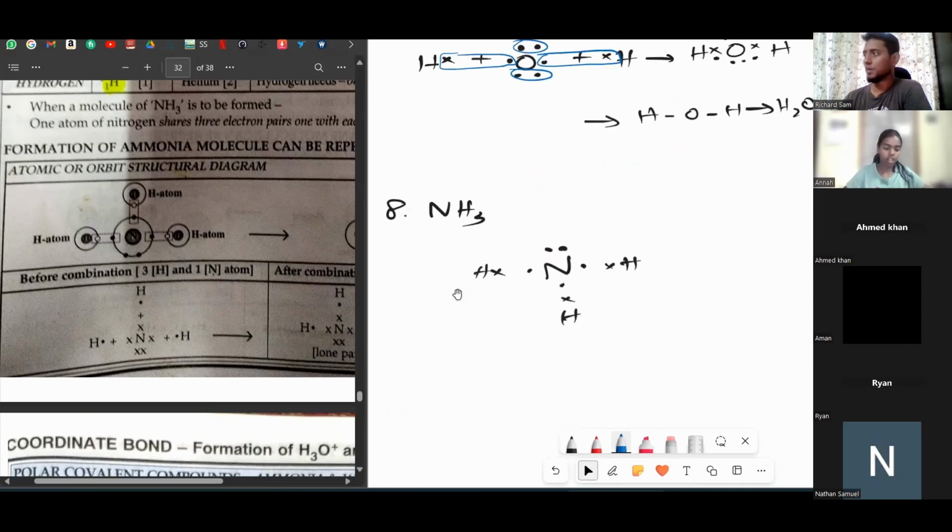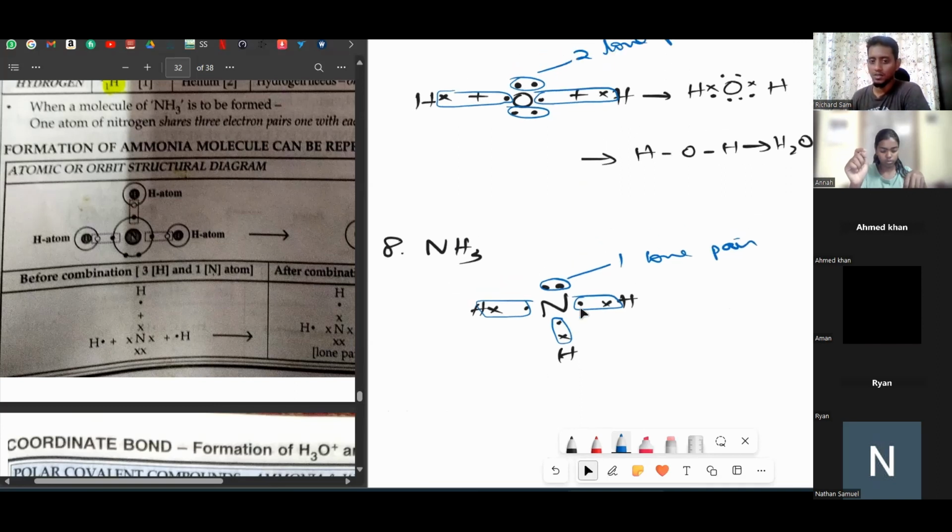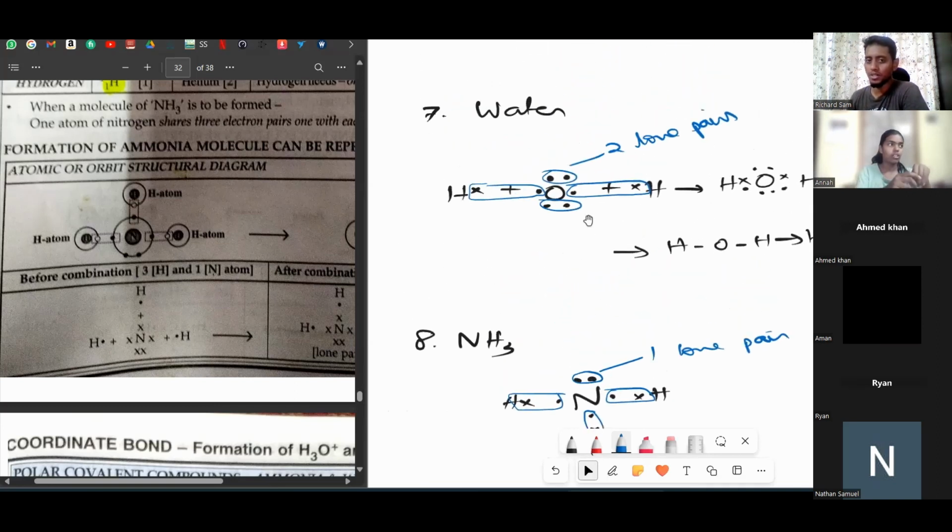What about ammonia? How many lone pairs? This electron has taken part, second and third. 3 electrons have taken part in the sharing. How many lone pairs are there? 1 lone pair. So if there's any lone pair of electrons, then that's polar. Ammonia has 1 lone pair, so ammonia is polar. Water has 2 lone pairs, so water is also polar. If there's no lone pair, then non-polar. Is everyone clear on the difference between polar and non-polar?